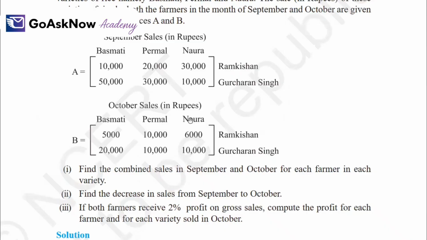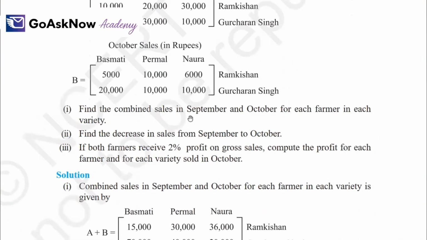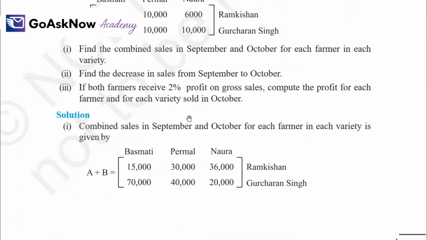Find the combined sales in September, October for each farmer and each variety. So you have to do what? You have to just add the required row and column terms or elements. You will get the result. Find the decrease in sales from September to October. This is your decrease in sales. If both farmers receive 2% profit on gross sales, compute the profit for each farmer and for each variety sold in October. Okay.